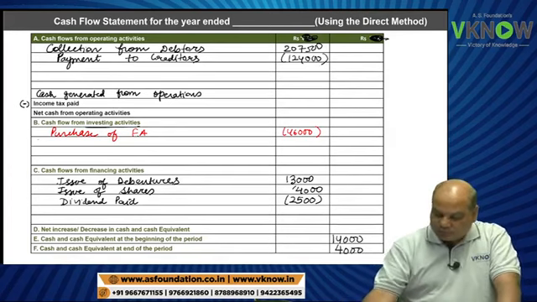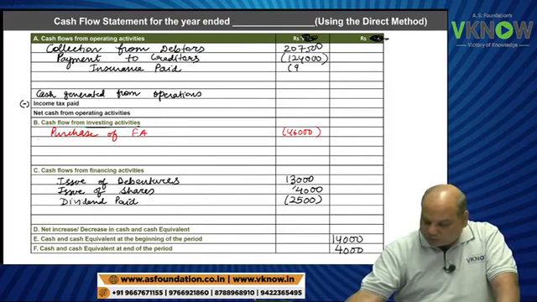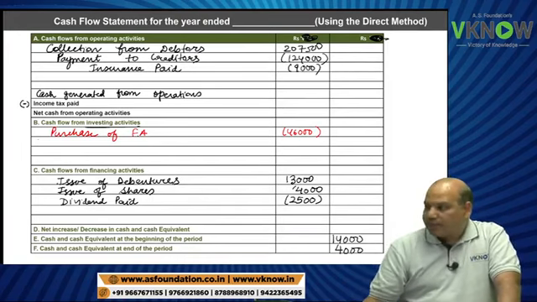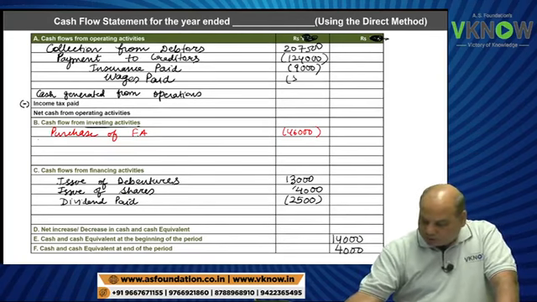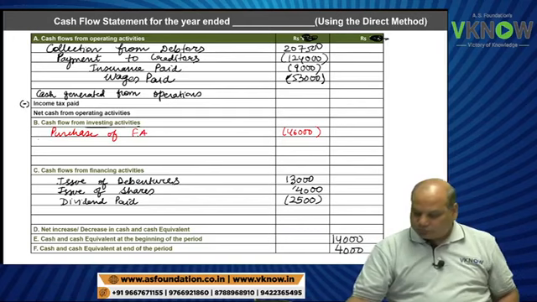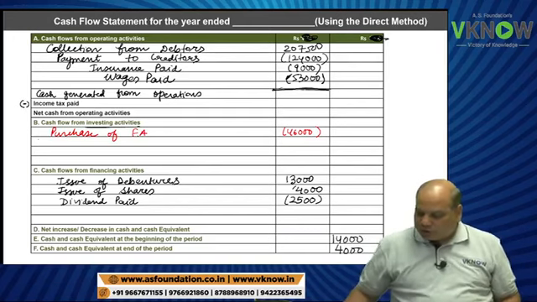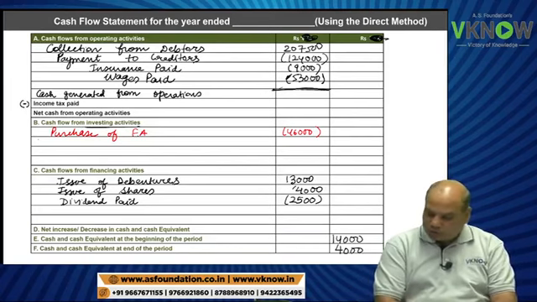Then insurance paid. Insurance paid was 9,000. And one more item was there, wages paid 53,000. This will give you cash generated from operations.